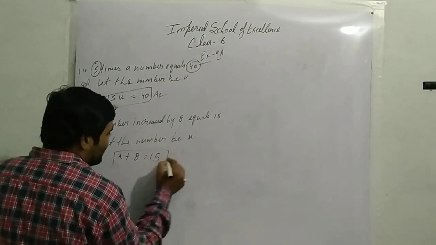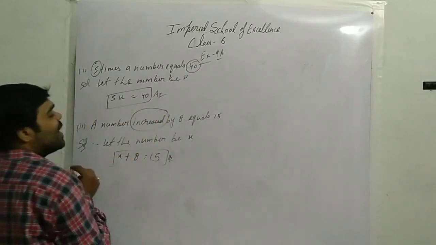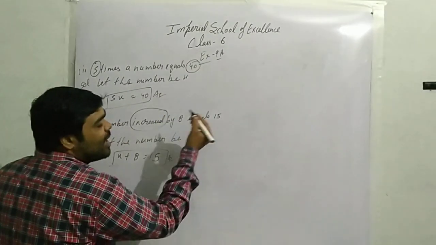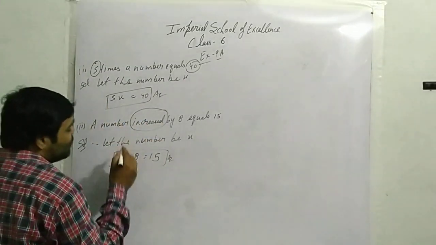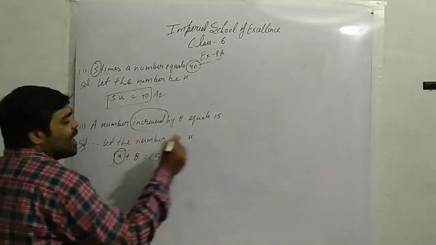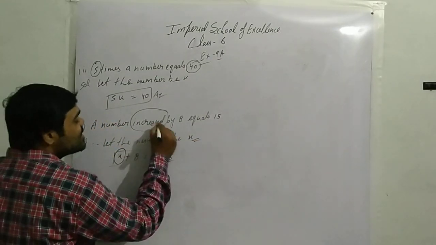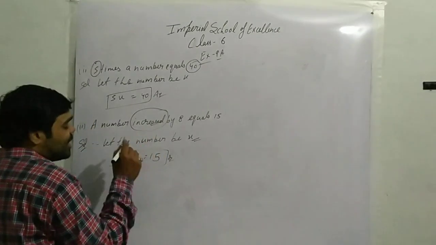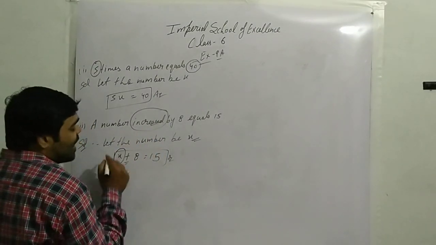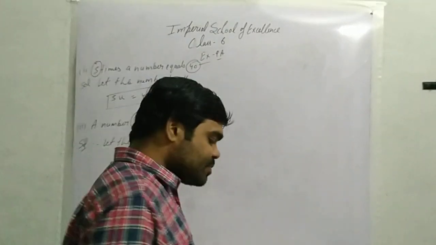This is your equation because it is given here that a number increased by 8 equals 15. The number is increasing by 8 and we have taken a number x. So x plus, since it is increasing, we use the plus sign, and if it is decreasing then we use the minus sign. x plus 8 equals 15 will be your answer.